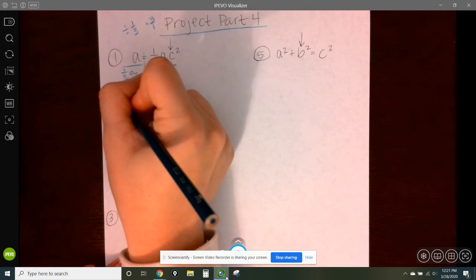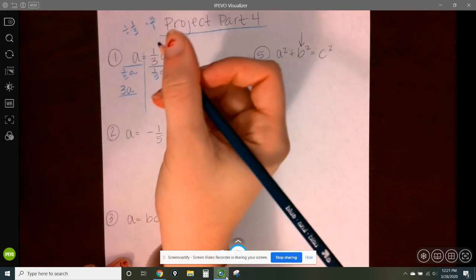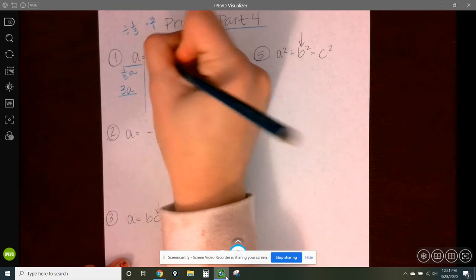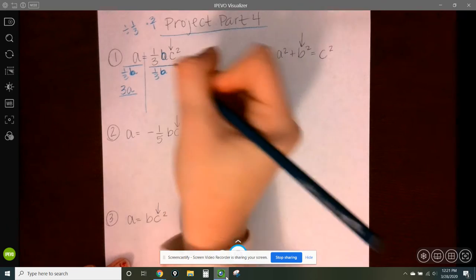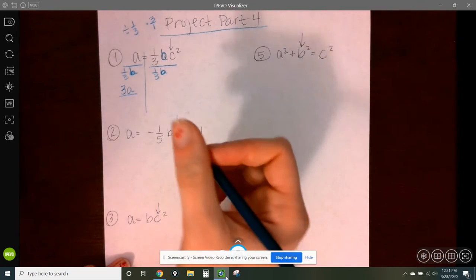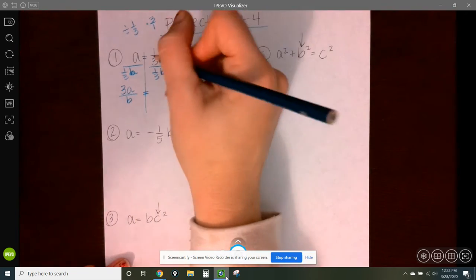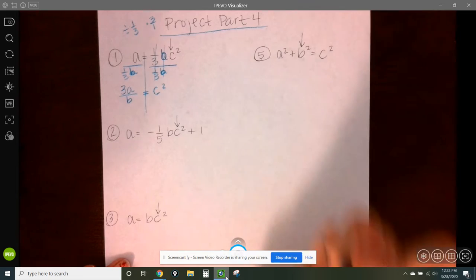And I'm actually dividing by a also. Maybe I shouldn't have used that variable. I'm going to change this variable to b because I shouldn't use the same variable there. Make that adjustment real quick. So I'm dividing here by b. On the right, I canceled out the 1/3 and the b, and I just have c squared.